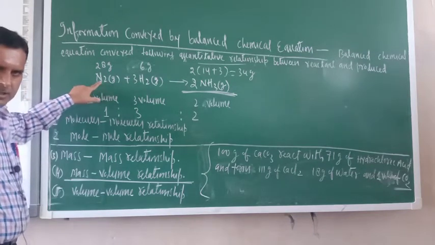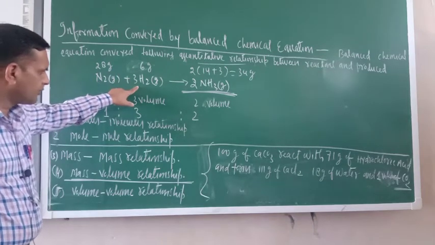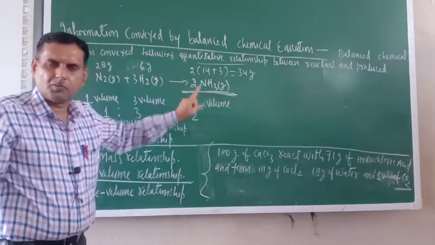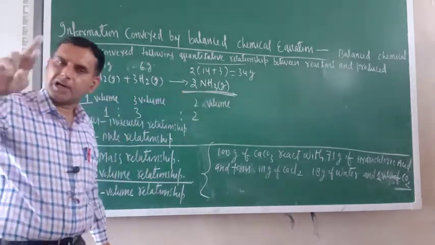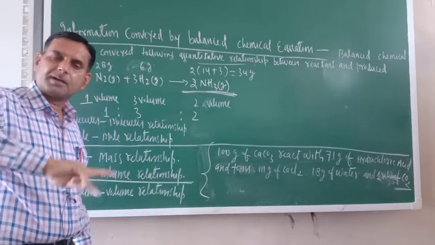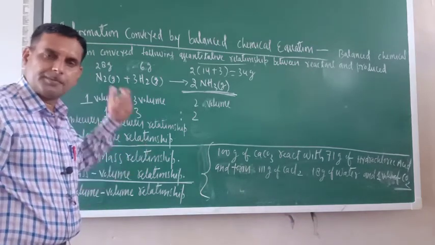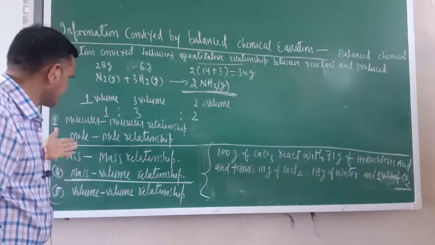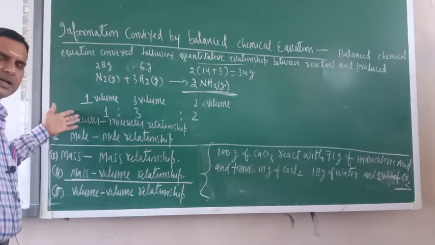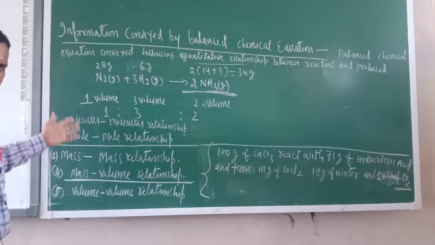This is your choice. 28 gram of nitrogen react with 6 gram of hydrogen and form 2 volume of ammonia. Volume relationship is only applicable when gaseous reactant and product is there. But mass relationship, it is your choice. If you want to express the same reaction in terms of mass, you can express. In terms of mole, you can express. You can express in terms of number of molecules also. Okay, so that is up to you.